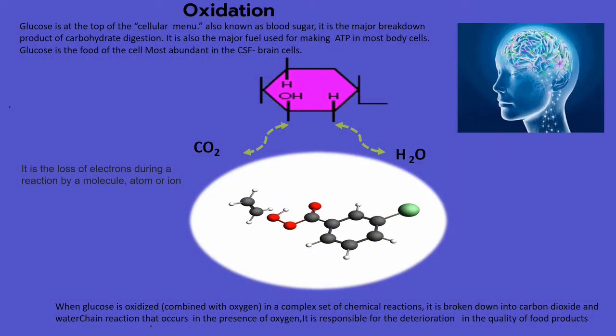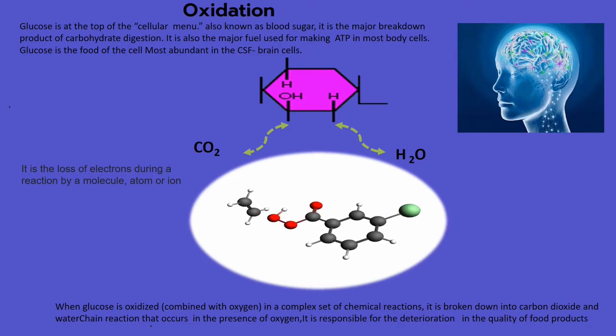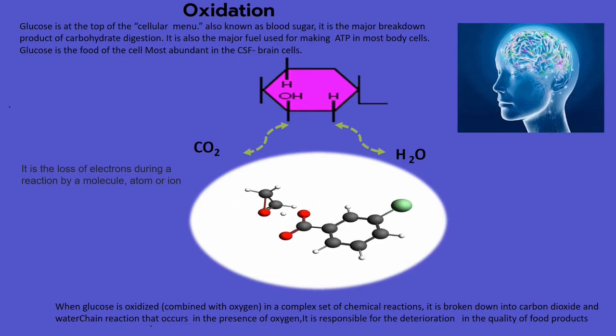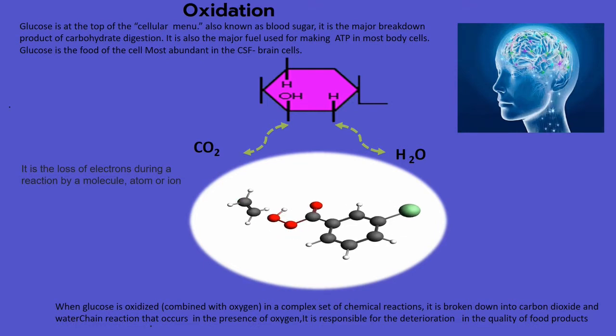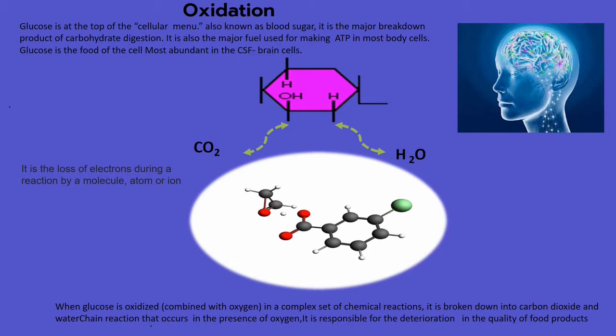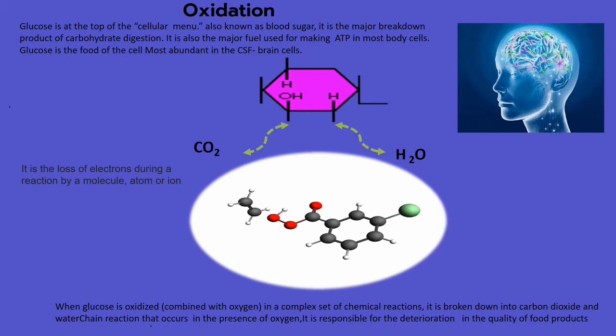Oxidation. Oxidation has a role in carbohydrates digestion. And in order to analyze that, we have to look first into the importance of glucose. It is said that glucose is on top of a cellular menu. That means this is the prepared consumable of a cell, because this is also known as blood sugar and the major breakdown product of carbohydrates digestion.